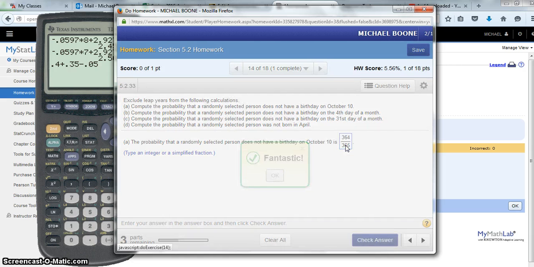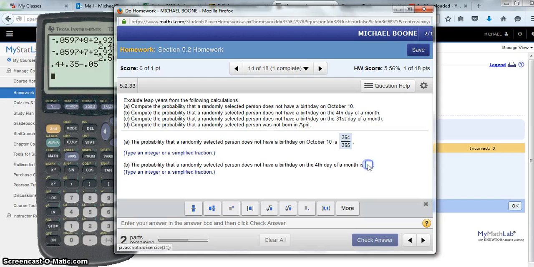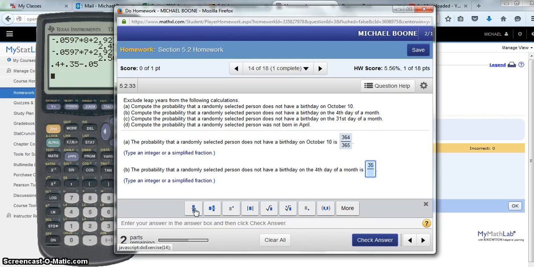So we have 364 over 365. Compute the probability that a randomly selected person does not have a birthday on the 4th day of the month. Well, every month has a 4th day, so that means there's 12, and we're looking that does not have that. So out of the 365 days, if I subtract 12, that would give me 353 days. Again, let's type it as a fraction over the 365.